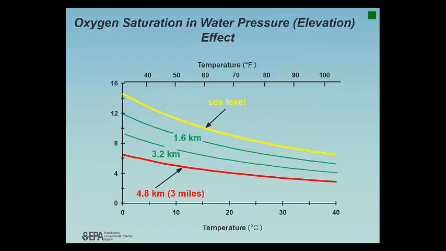Another factor that controls how much oxygen can be dissolved in the water column is the elevation that the water body is at. The higher the elevation, the less oxygen can be dissolved and carried throughout the water column. So you can see here that at sea level, the dissolved oxygen saturation points are much higher than, say, at 3 miles.